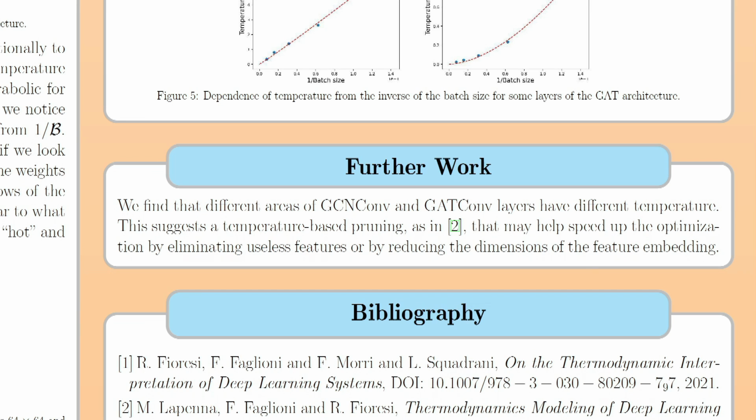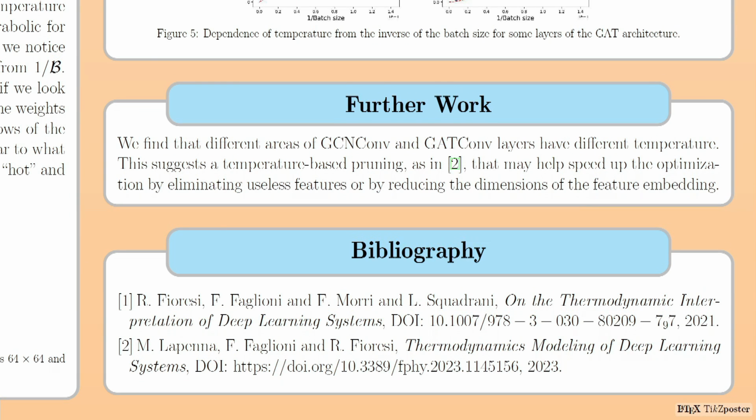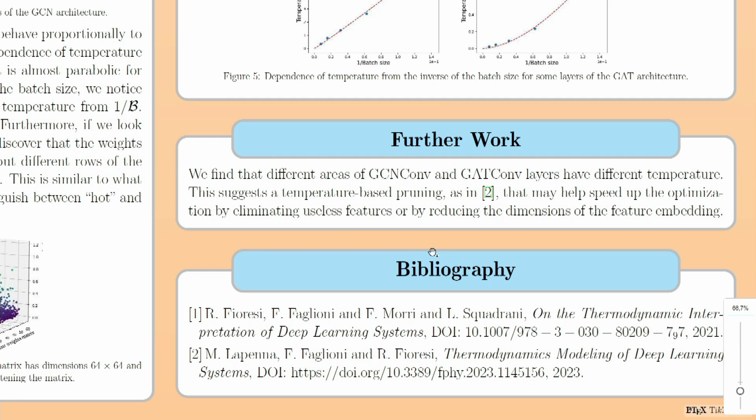The most important next step is to apply a temperature-based pruning technique on these graph neural network architectures, as we did for the convolutional neural networks, which unfortunately I cannot show you here now, but in the poster session tomorrow.